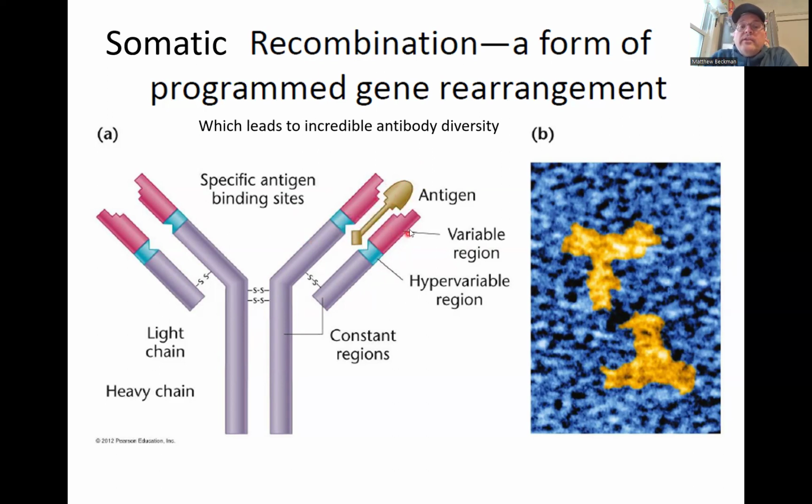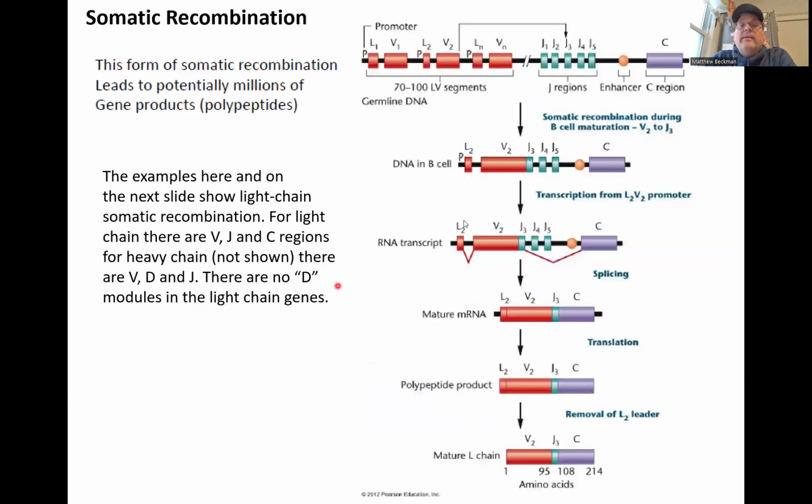Okay, so we're going to look just at what happens with the light chain recombination. Heavy chain can do it as well, but we're going to focus on this light chain. Okay, so somewhere in your genome is this cluster of different modules, and there's going to be the L region, the linker region, the variable region, the joining region, and the constant region.